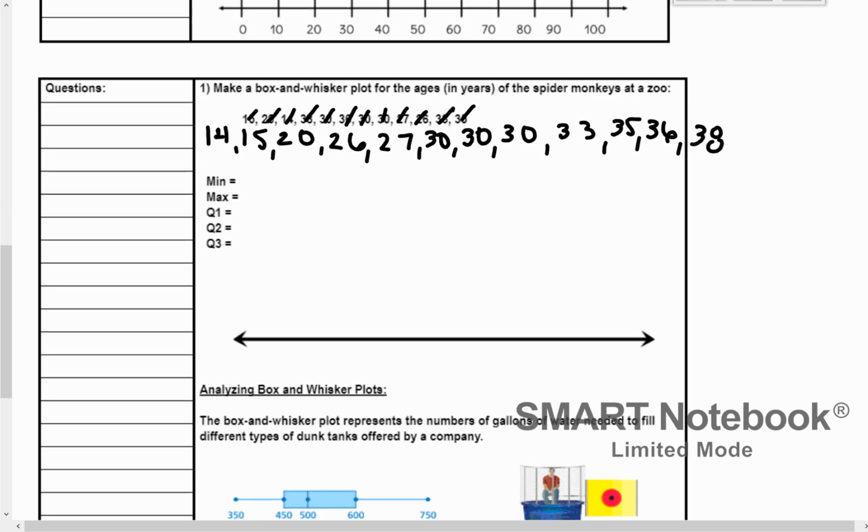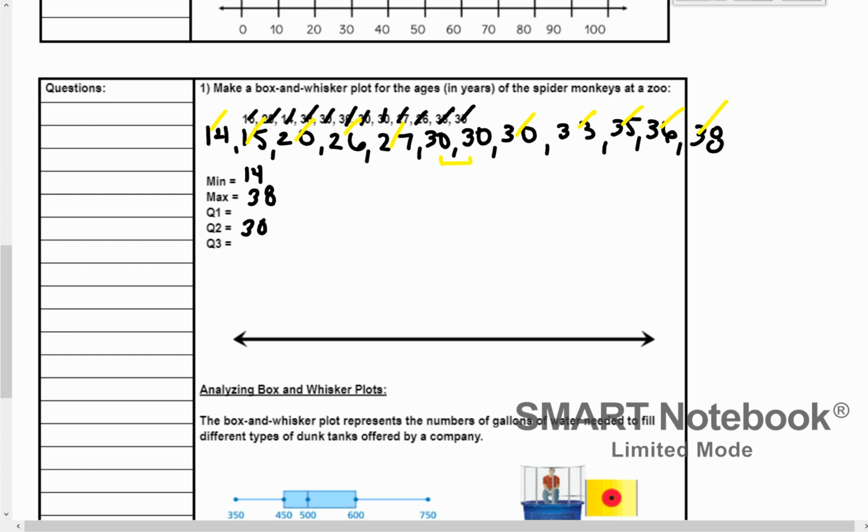Okay, so our min is 14. That's our smallest number. Our max is 38. That's our biggest number. Once we find the max, we then find our Q2, our median. So I'm going to use a different color, and cross off until I get to the middle. I am left with two 30s in the middle. When I'm left with two of the same number in the middle, and I add them together and divide by 2, I'm going to end up with that same number. Okay, so 30 plus 30 is 60, divided by 2 is 30.